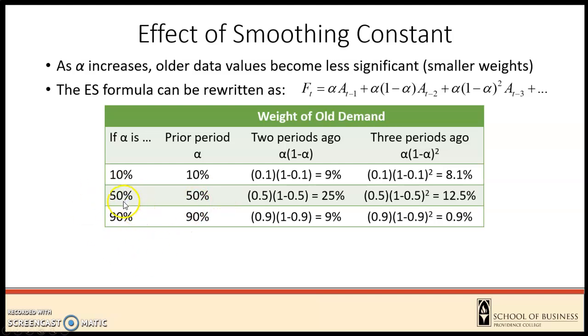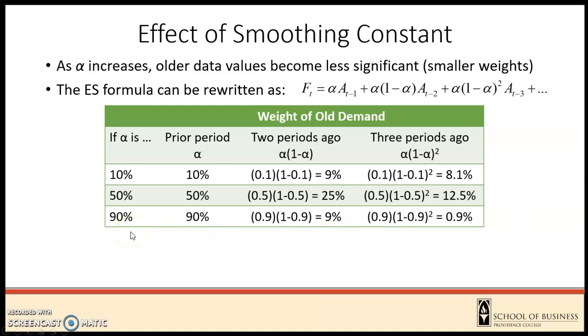So what happens if I kick that up to 50%? Well, that means that the last period's data is 50% of the forecast for the new one. 2 periods ago is 25%. 3 periods ago will be 12.5%. And 4 periods ago will end up being 6%. And so instead of 11 months, within about 4 or 5 months, the data isn't going to matter as much anymore.